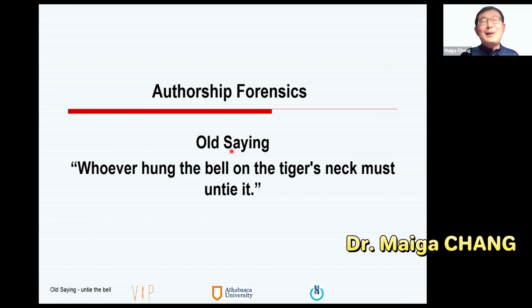Now, just like the old saying goes, whoever hung the bell on the tiger's neck must untie it. In Chinese, we call it 解铃还须系铃人. So you all know that ChatGPT is what we say, wow, it's so good. And now we are so worried about generative AI. It will make students lazy, they don't really think, and they just use what the generative AI provides and submit it to their teacher. So who created ChatGPT? OpenAI, right? So OpenAI is who hung the bell on the tiger's neck. So can OpenAI untie it?